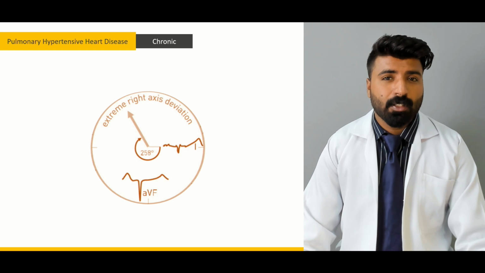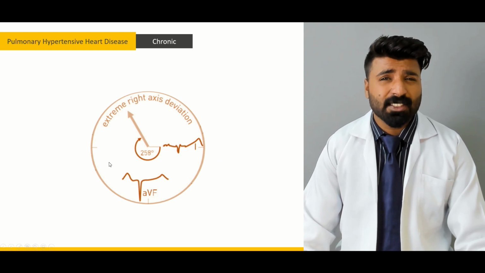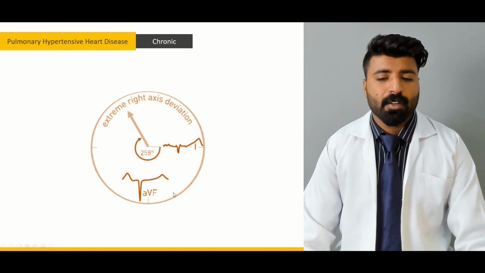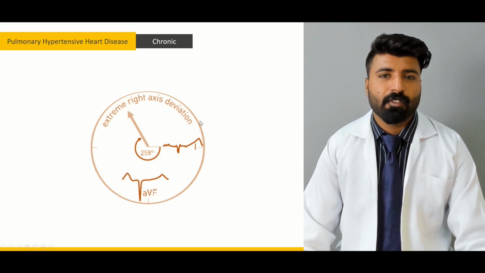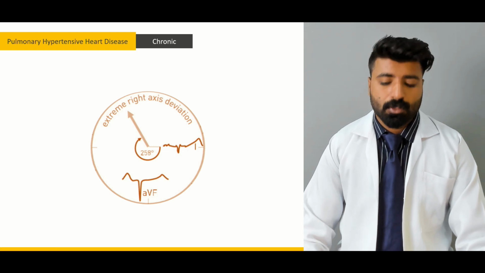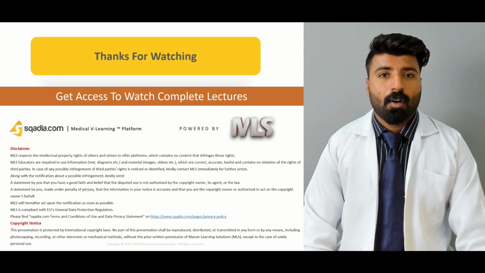And how do we find it on an ECG? This is how we find it. It's extreme right axis deviation. When we check for it, it will be extreme right axis deviation on AVF. So this is all about it.